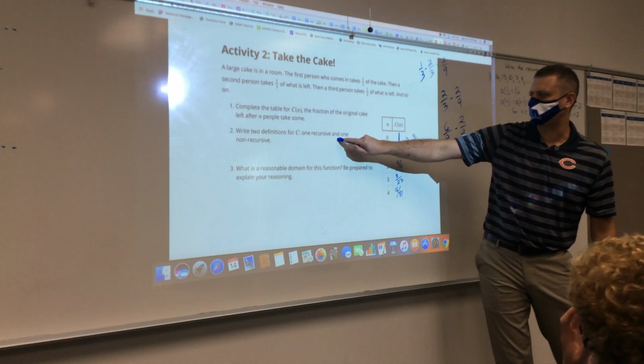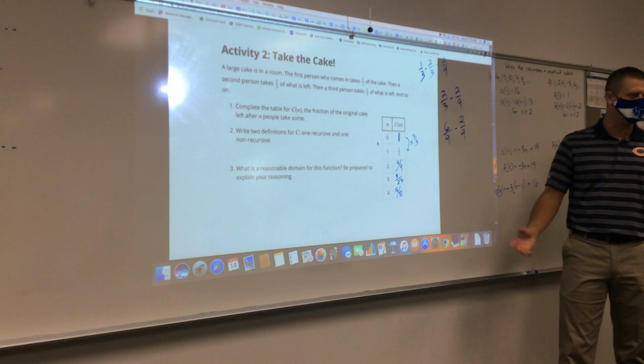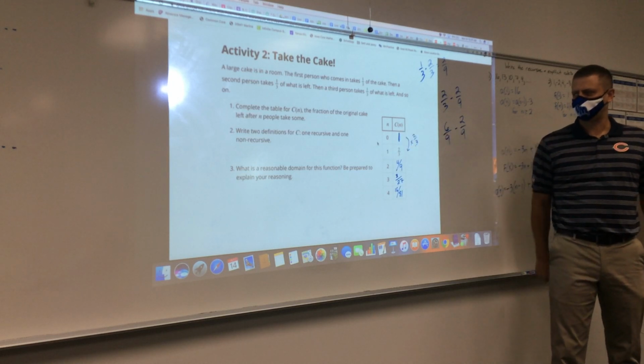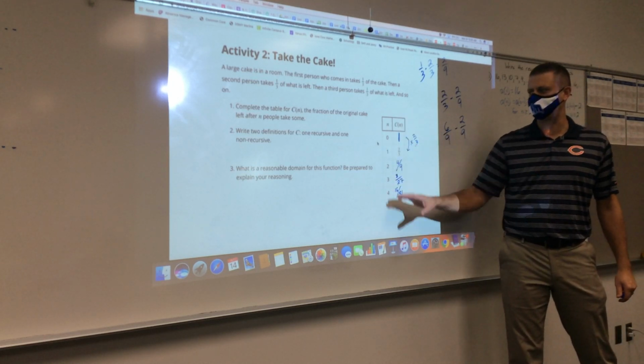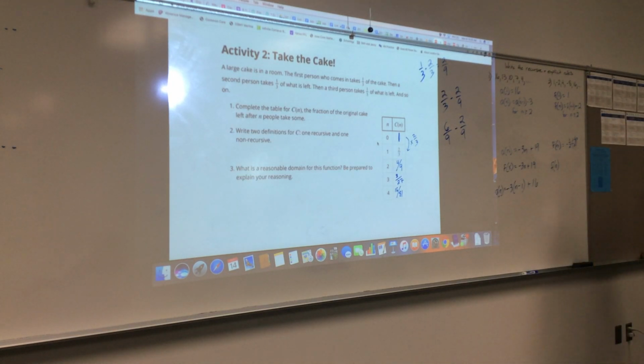Write two definitions for C, one recursive and one non-recursive. So there we go. Let's practice that. Use C of N. So write a recursive rule and write an explicit rule for this pattern. Write a recursive rule, write an explicit rule.